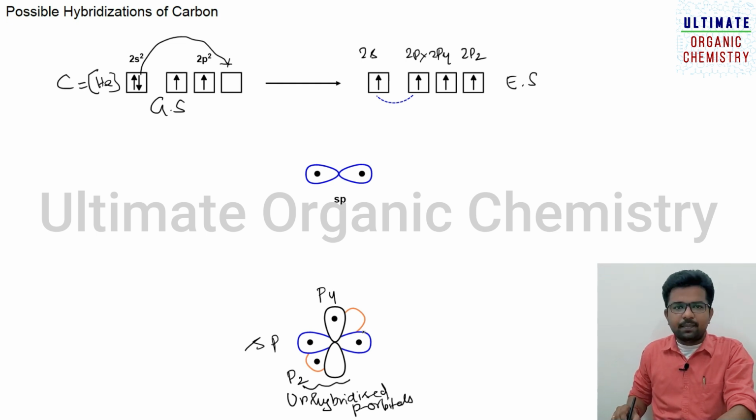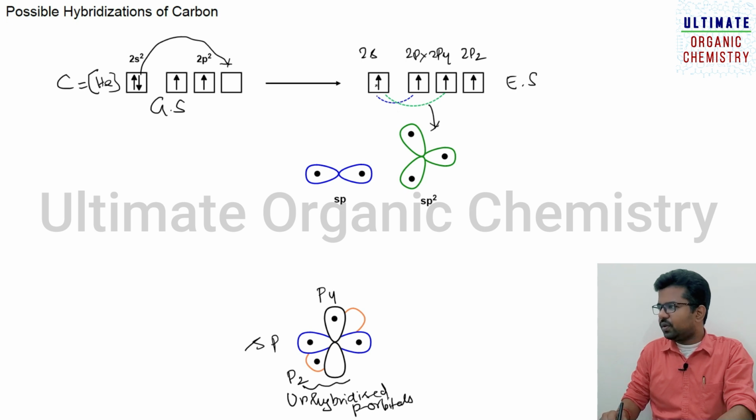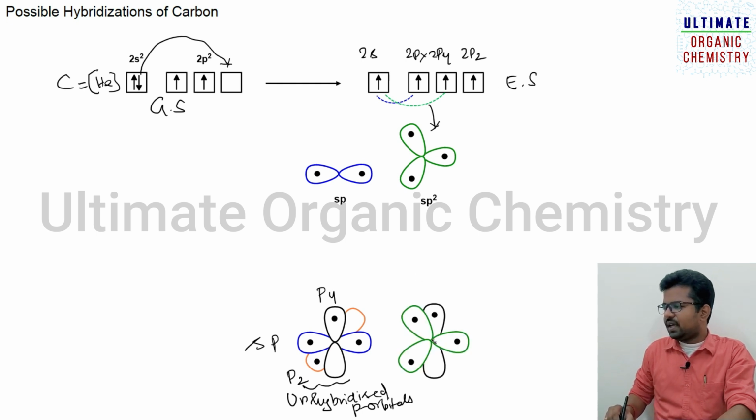Now let us have another possibility. One s orbital can mix with two p orbitals. They will form an sp2 hybridized orbital. In this case, three atomic orbitals are mixing, leading to the formation of three molecular orbitals. So this is an sp2 hybridized orbital. If you check the full geometry of the sp2 hybridized orbital, you have one more unhybridized orbital, which is known as pz, given here. You can call it py or px, whichever way. I am generally giving pz, but you can also give py, nothing wrong in this. So this is the unhybridized p orbital, and this is the geometry of the sp2 hybridized orbital.